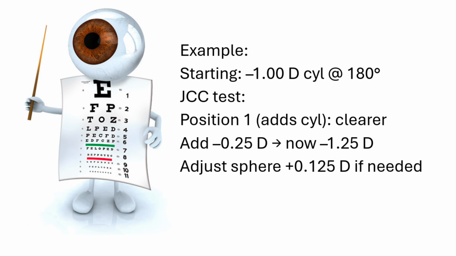Now you can see that example. -1 cylinder at 180 degree. JCC position 1 is clearer and add -0.25. Now it became -1.25. Then we have to adjust sphere plus 0.25 diopter if needed. Then repeat test. Patient says no difference. Then we have a final cylinder power.